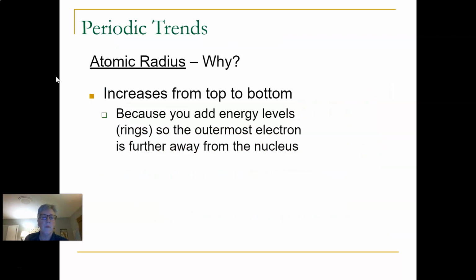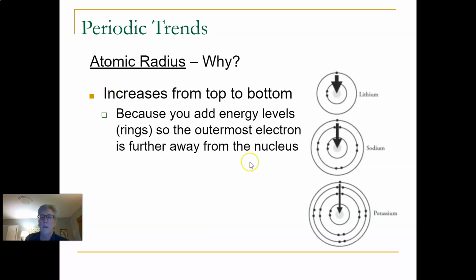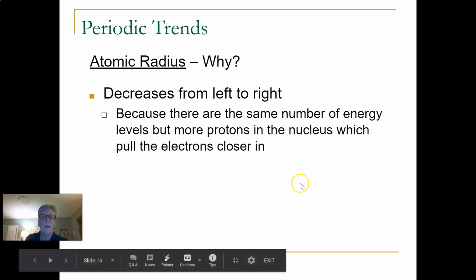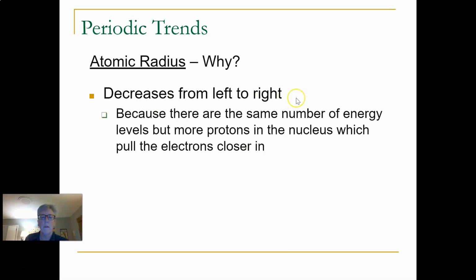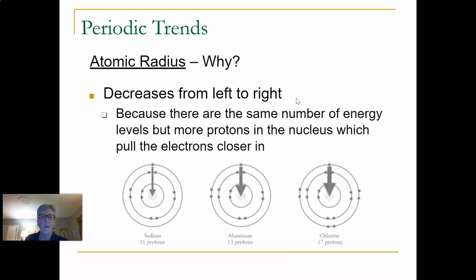All right, so the summary again is that for atomic radius, within a column, it gets bigger as you go down because you're adding energy levels, shown here. And it gets smaller as you go to the right because you're adding more protons, which pull the electrons in closer. All right, so that's shown here. Okay, third energy level, pulled in tighter.